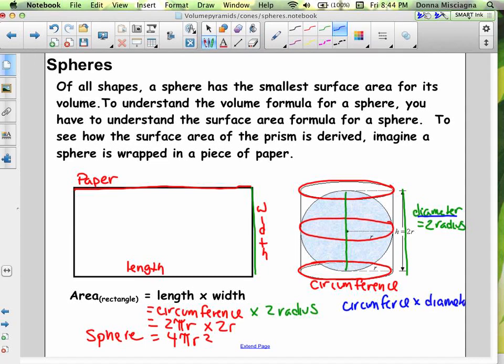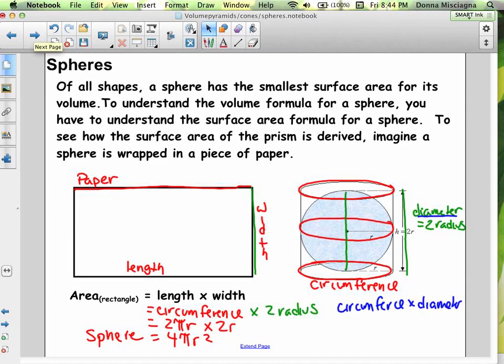Right? So 2 times the radius is the exact same thing as the diameter. And there was one other formula for circumference. Remember, we had 2 pi r. The other one was pi times d.